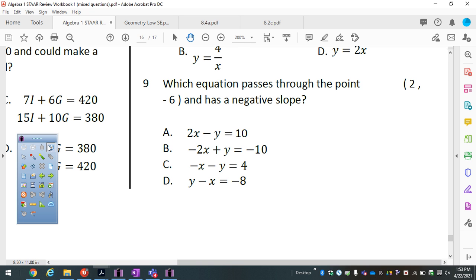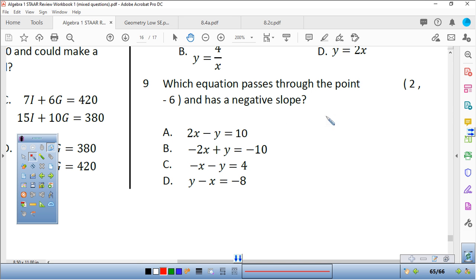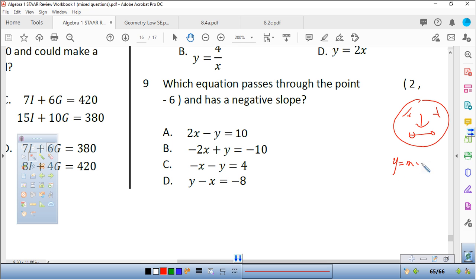Which equation passes a point of 2, negative 6 and has a negative slope? Ooh, great question. Okay, let me see how we approach this one. So let's go out here and approach it. You will know if it has a negative slope if you have y equals mx plus b. So we set each one of these up to y equals mx plus b.